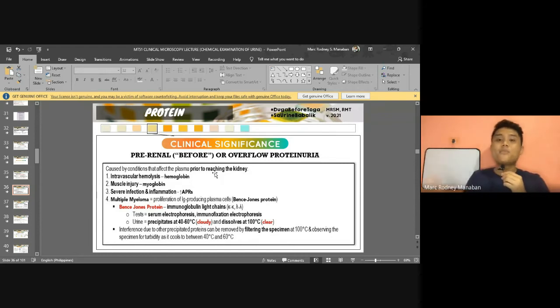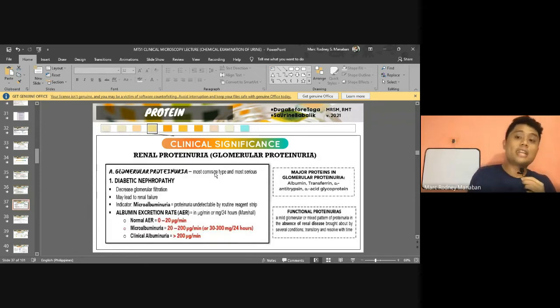So again, before the kidneys there is an increase in proteins. All right. So when it reaches the kidneys, because the amounts of protein have increased, there is expression in the urine because, again, the amounts of proteins have reached the tubular reabsorptive capacity of the tubules. All right, okay, that's pre-renal.